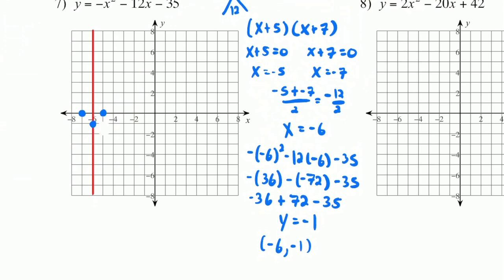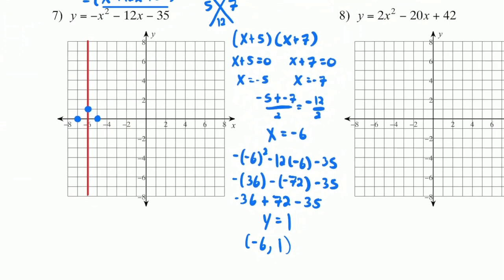Actually, I just realized I did my math wrong. It's not a negative 1, it's a positive 1. So negative 6 comma 1, so that would be this point actually up here. And that would make sense because this will make a frowny face because we have a negative in the front here. So I know my parabola is going to look like this.